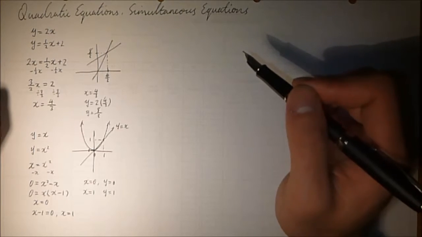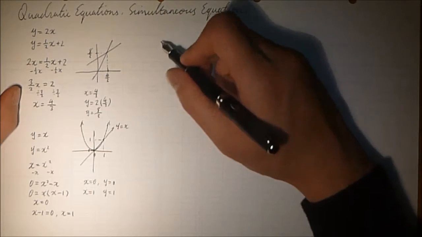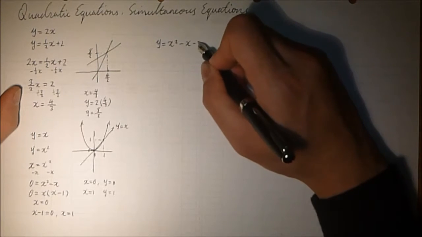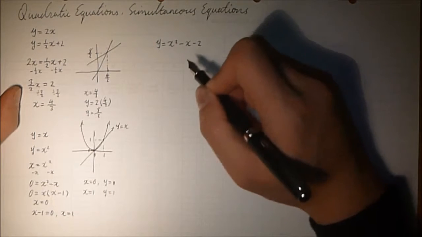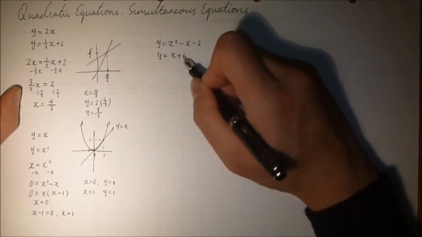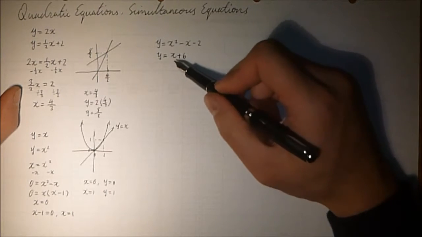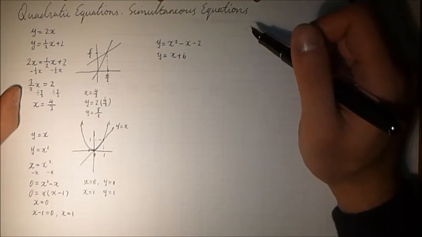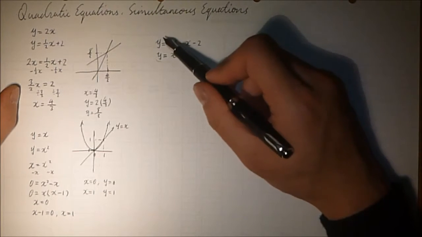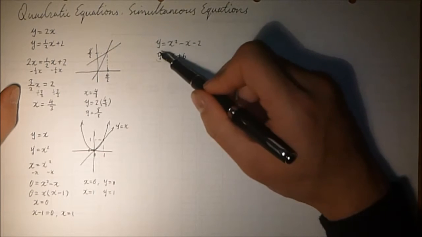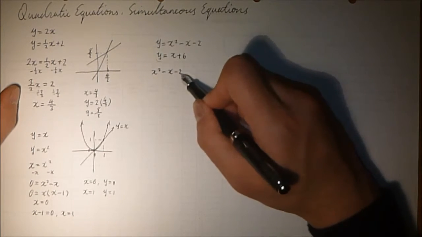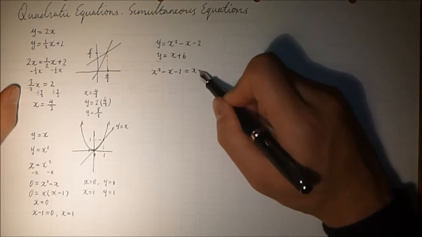Now let's try something slightly more complicated. y equals x squared minus x minus 2, and y equals x plus 6. So this is our parabola and this is our straight line. Once again, we simply assume that this y is the same y here. So we substitute this part into the y here, and we end up with x squared minus x minus 2 equals x plus 6.